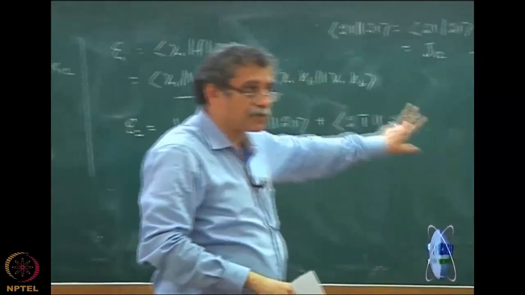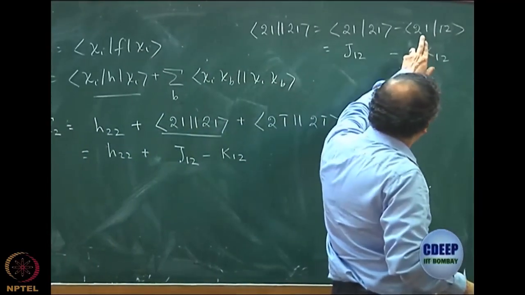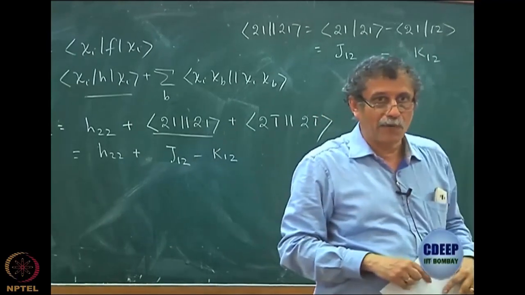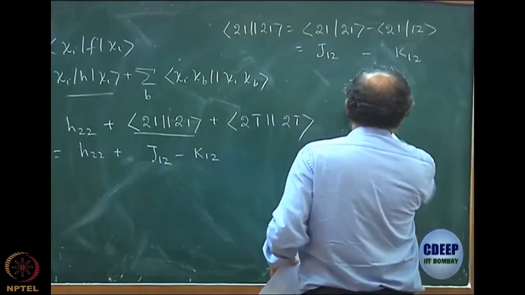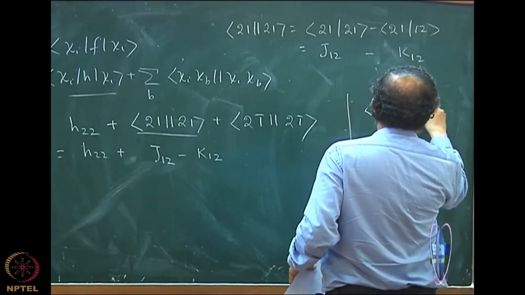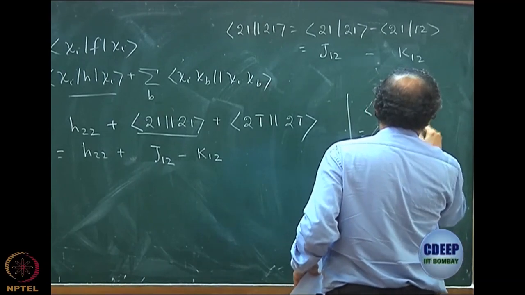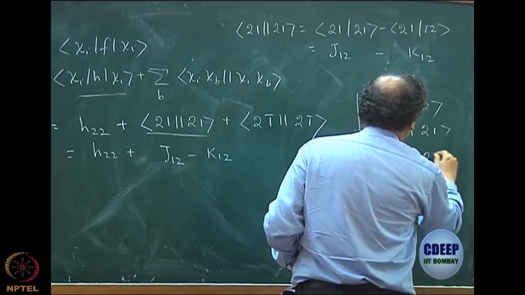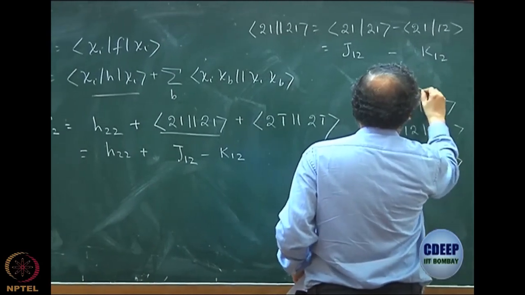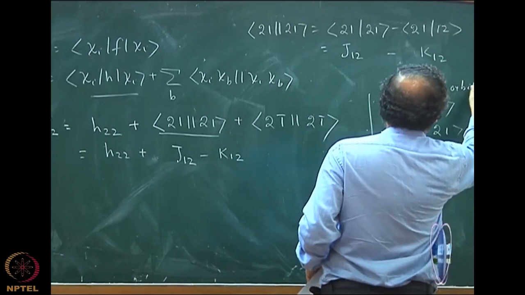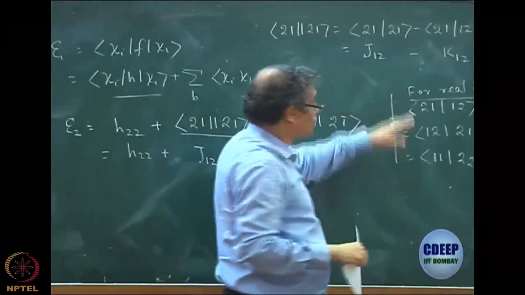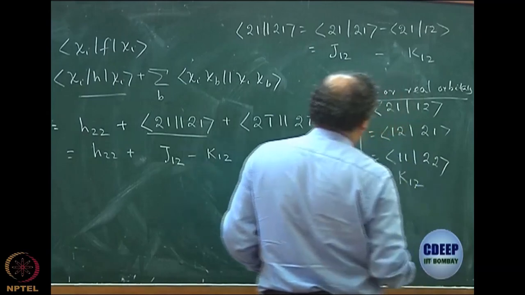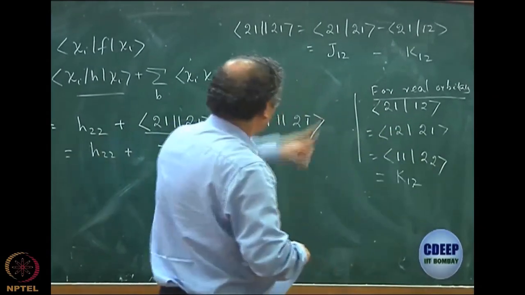I hope you can see this. This kind of symmetry you should see quickly. So, 2112 is nothing but 1221, which is nothing but 1212. Last time we also used 1212 as K12. All of these are identical. So, remember your 2112 is nothing but 1221, and then I can interchange these 2 and 1 and say 1122. These are for real orbitals, and in our questions, these are all real orbitals. For real orbitals, lots of symmetries are there. So, they are all equal and any of them is called K12, and J12 is 1122. So, this is minus K12.